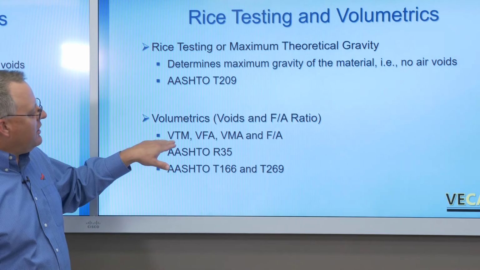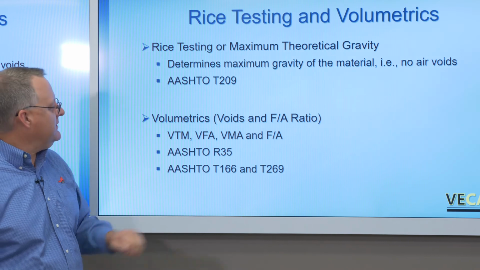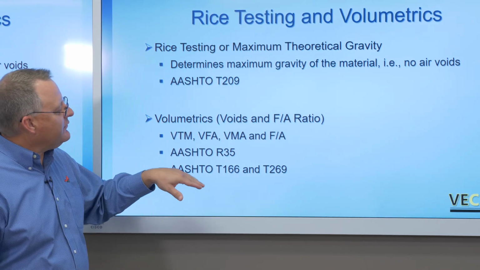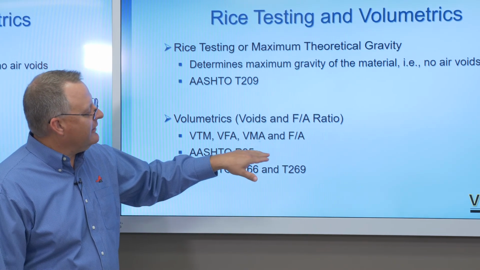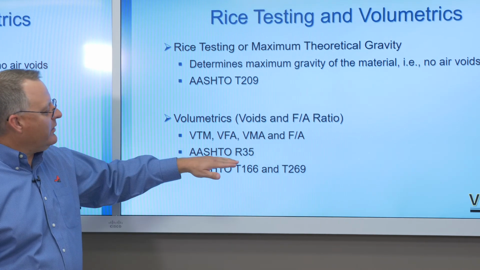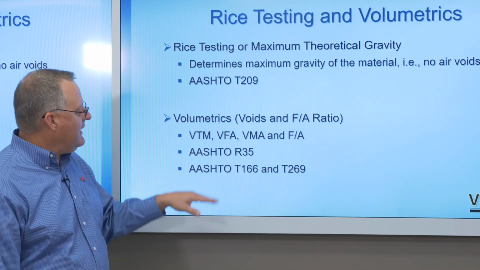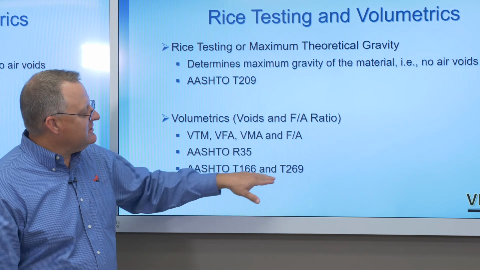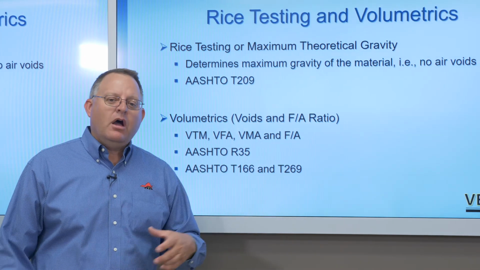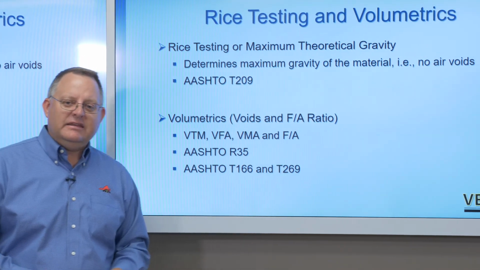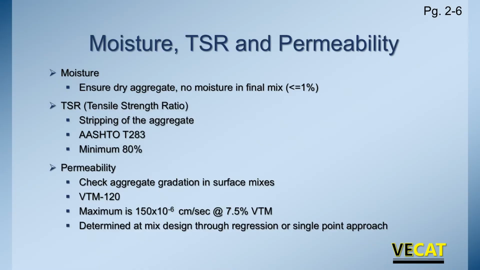But we determine what the voids are in our total mix, voids filled with asphalt, voids in mineral aggregate. Our FA ratio, we're following AASHTO R35 as well as AASHTO T166 and T269. All that material is contained in your supplemental package.